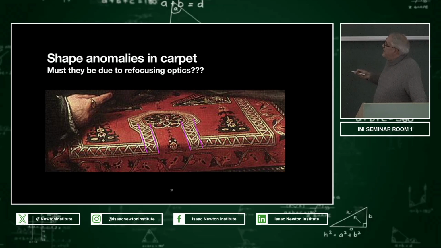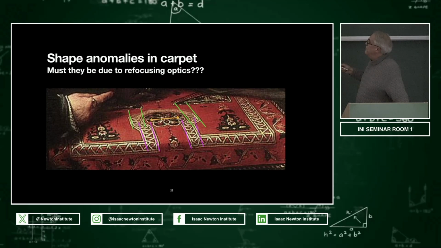If you do a perspective analysis of the front part of the carpet, you see these lines go in one direction, but if you go further back, they go in a different direction, and there's a slight scale difference and so forth. How to explain that?